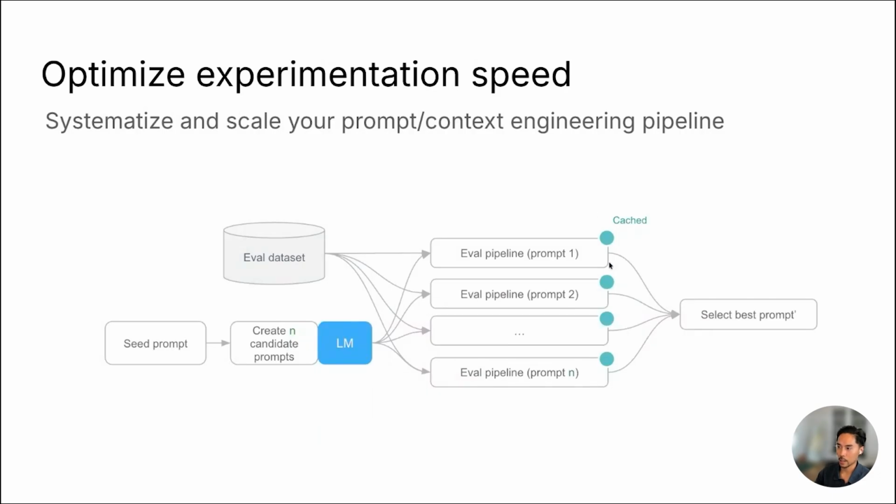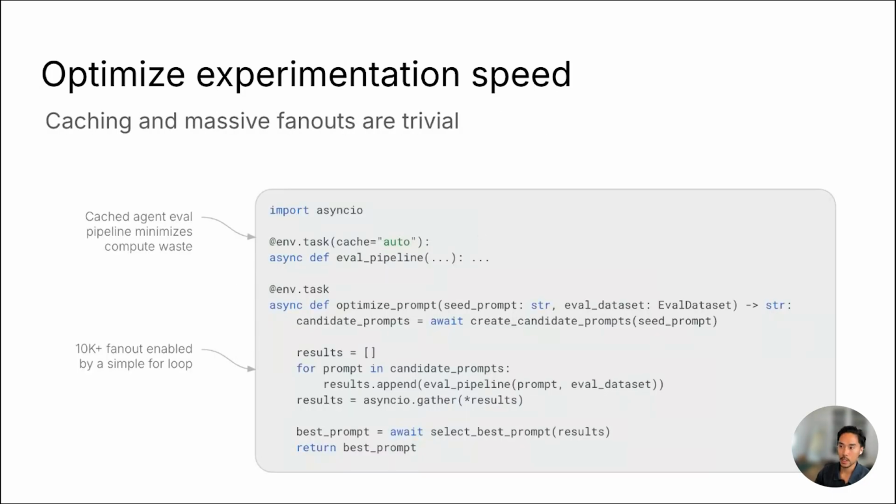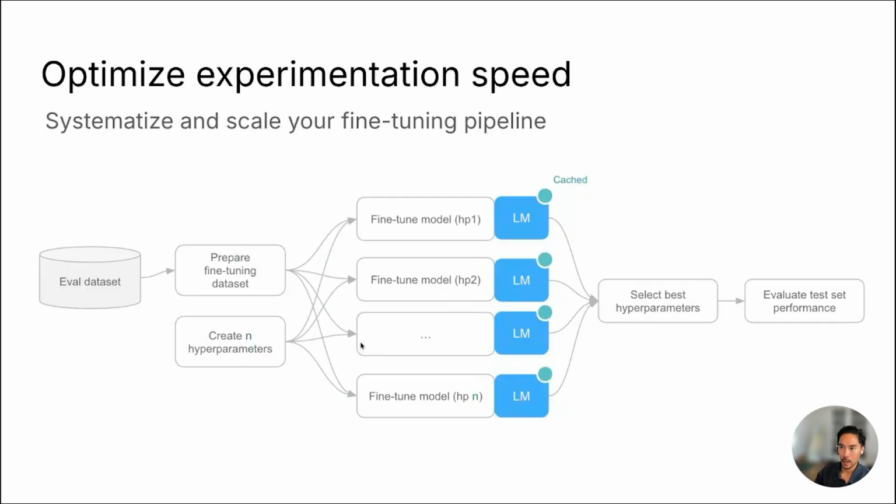Just a quick note: it would be very useful to have a way to cache results here, right? If you have some bug or some failure in one of the nodes, it'd be nice to have cached all the previous evaluations of this task so that you're not wasting resources. The way you would do this in Flyte 2 is you use this env.task decorator. You'd say cache equals auto for the eval pipeline. And then you can very easily do a fan-out job for all the different prompts that the LLM came up with, just using a for loop. So again, this is just Python.